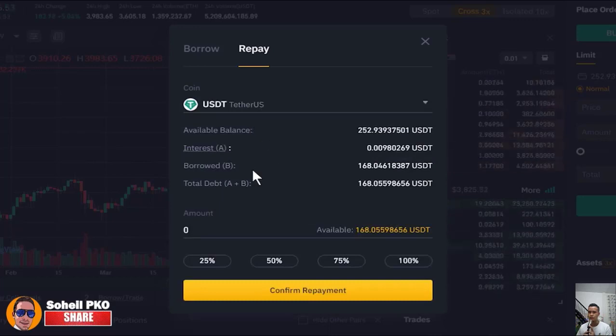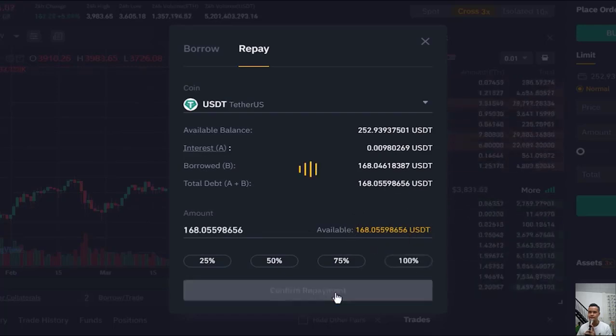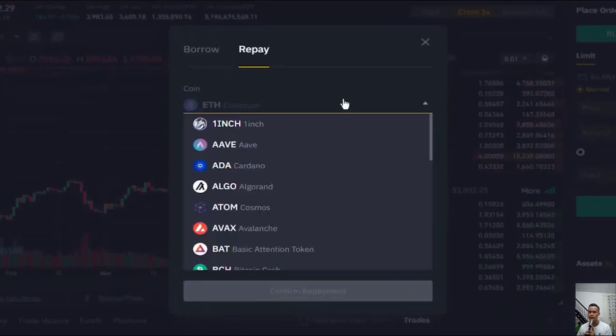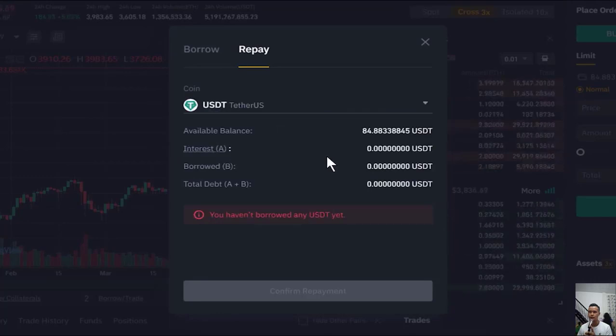And here, as you can see, it shows we borrowed 168 USDT and the interest is 0.0098. And the sum of these two equals 168.055, which we must pay. We click on 100% because we want to repay our total debt. We click on confirm repayment and it's approved successfully. And if, for example, you go to repay again and select USDT, you see that we don't have any debt. Actually, we haven't borrowed any USDT yet.